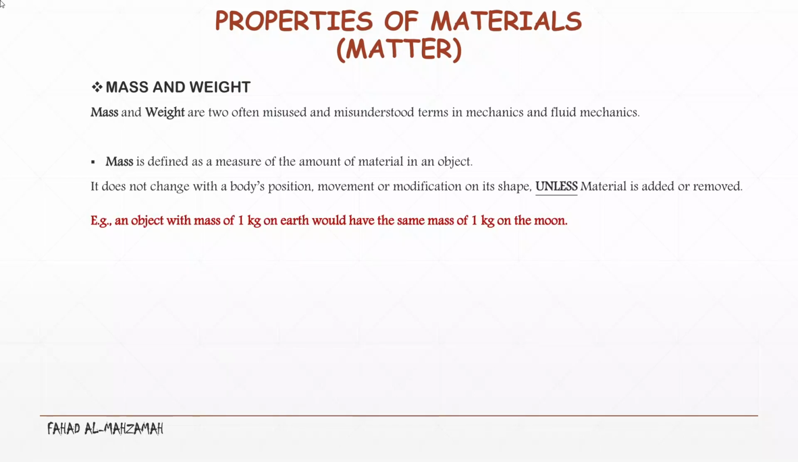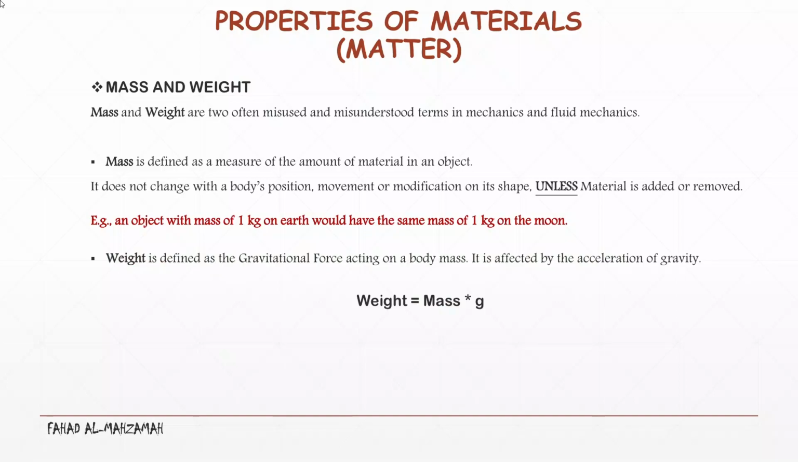Now, for example, if you have an object with a mass of 1 kilogram on Earth, it will have the same mass of 1 kilogram if you put it on the Moon. So the mass doesn't change regardless of the position and the movement that you have applied to it.